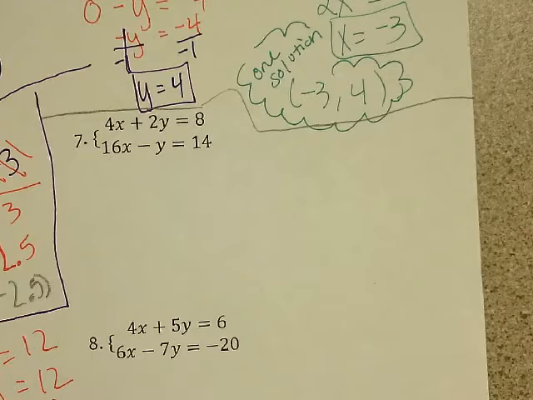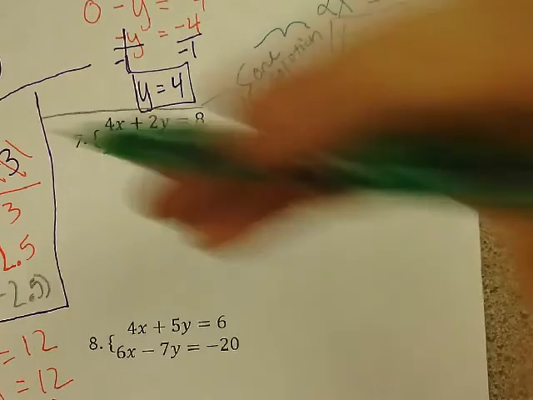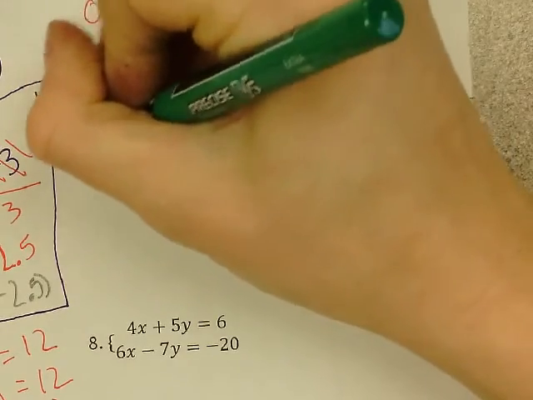All right. Do you think you can try number 7 on your own? Yep. All right. Try number 7. I don't know if I got it right, but we can check.